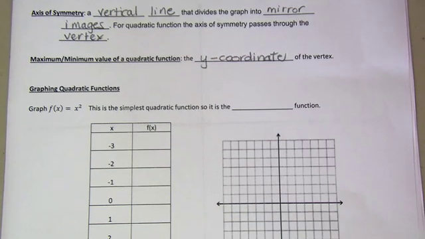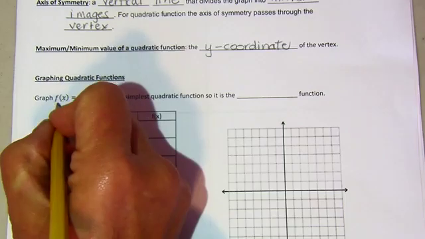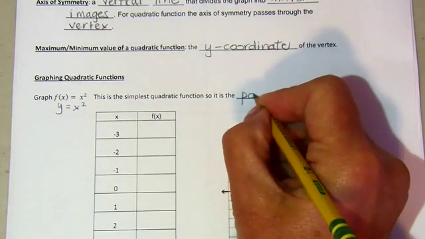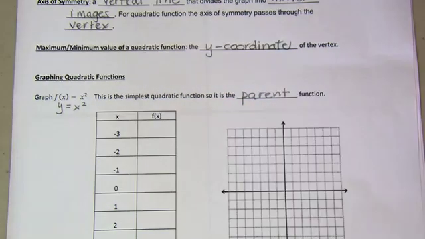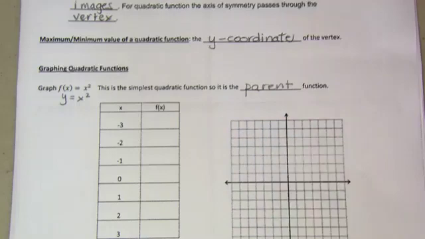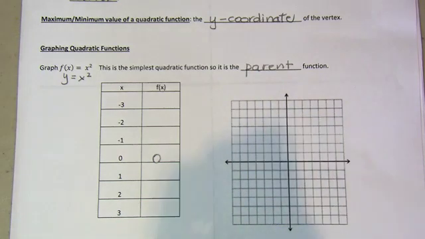Okay, so graphing a quadratic function. Well, let's first look at the parent function. We're going to graph f of x. Remember, that's the same thing as y equals x squared. It's just fancier notation. We're going to graph y equals x squared, and this is the simplest quadratic function, so it is the parent function. Okay. So let's start. We're going to start in the middle. We're going to start at 0. And if I put 0 into this function, okay, I'm going to get 0 squared, which is 0. And you'll see in a minute why that was a good place to start.